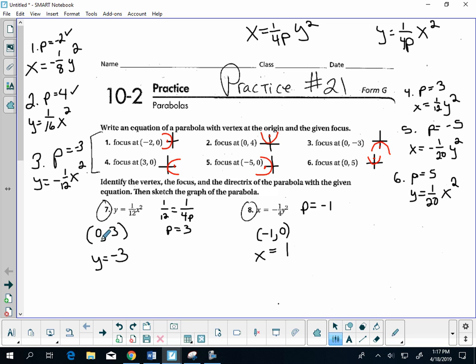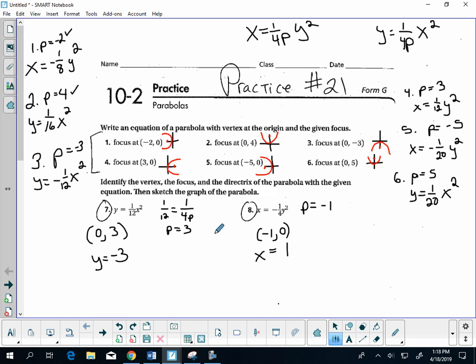On number 7 and 8, you needed to identify the vertex. I didn't write that down for either of these, but it's 0, 0. For the directrix and the focus, I figured out what your p was. You just take 1/12, the coefficient in front, and set it equal to 1 over 4p. Here I got p equals 3. So my focus is 0, 3. And my directrix is y equals negative 3. I did not graph this one; you can check your graphs on Desmos if you really want to.